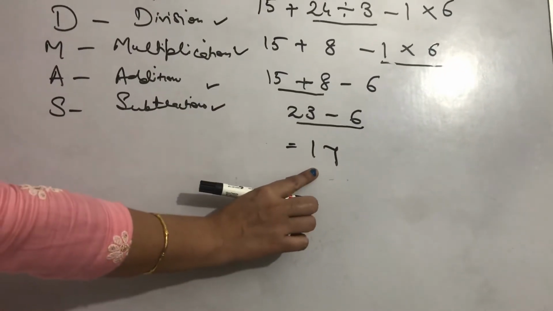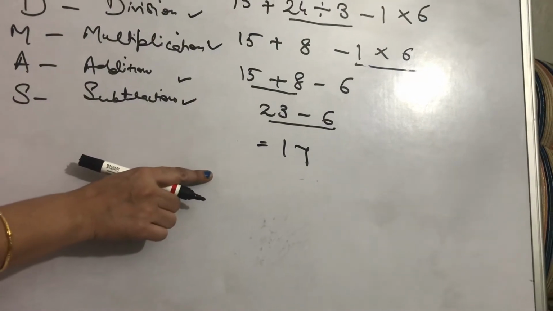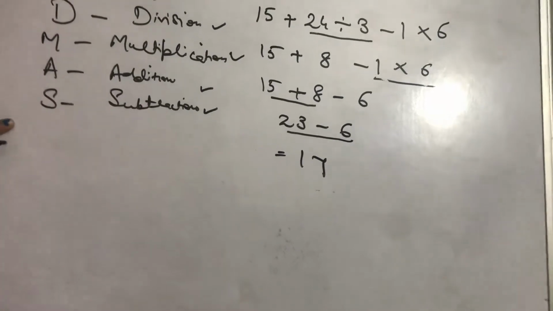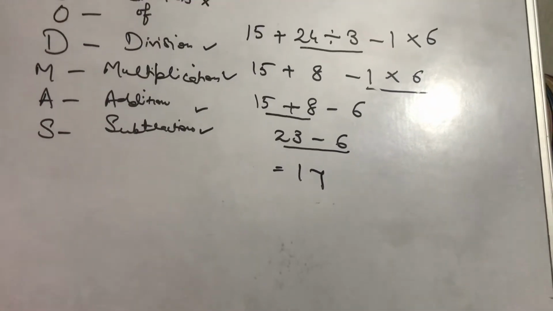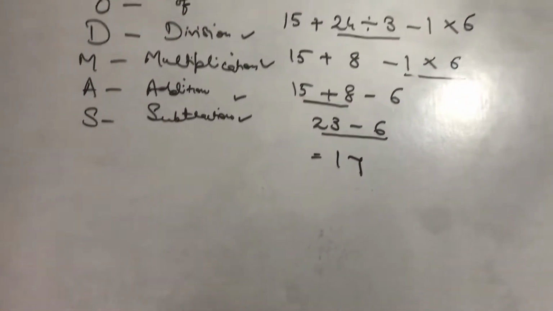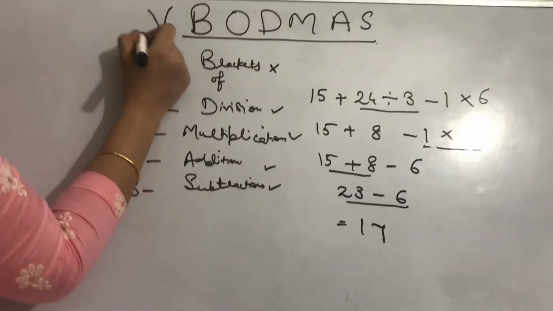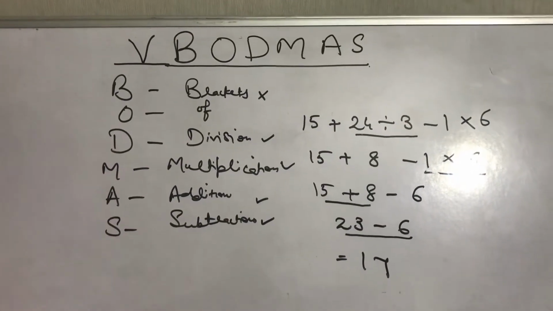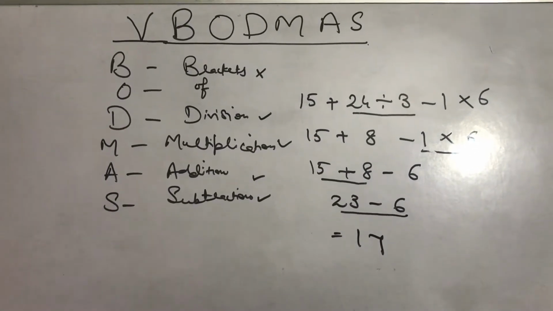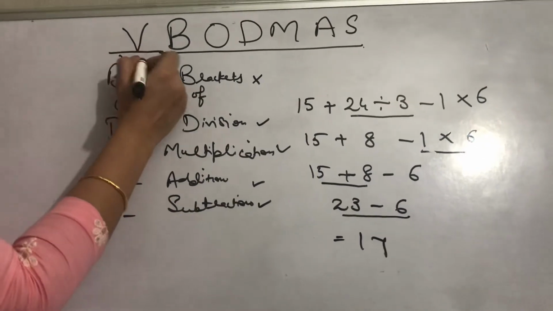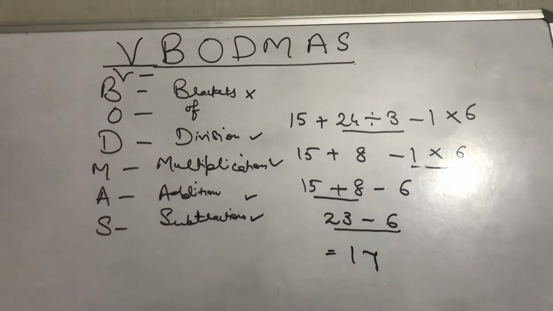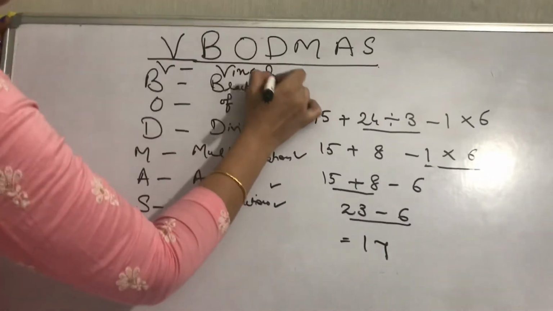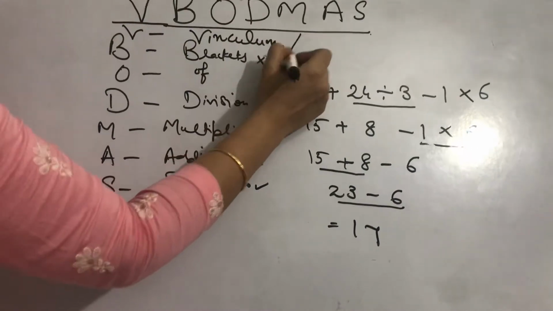This is our answer. In simplification equations we have to follow this rule, otherwise our answer will be wrong. Then next is V BODMAS. In this type of problems we have to follow one more rule. V stands for vinculum or bar.